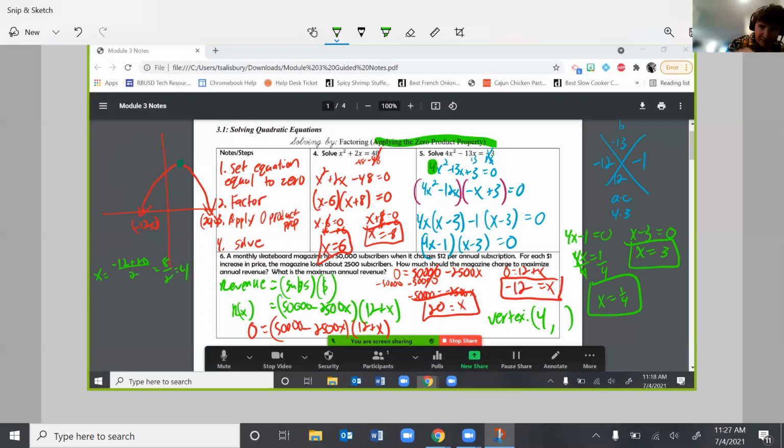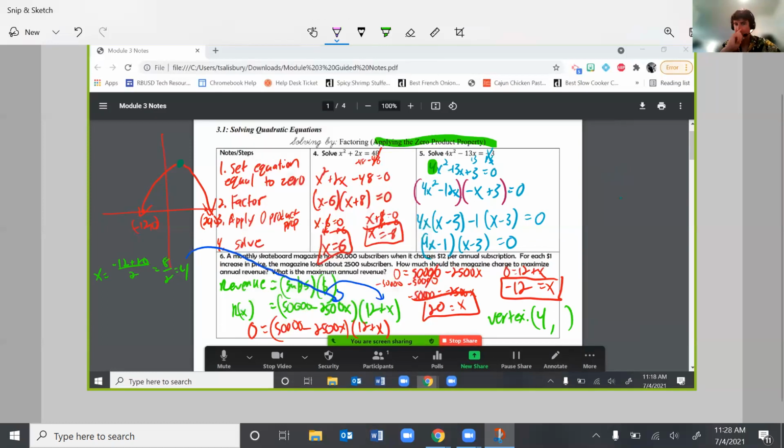So I'm just going to take that and plug it into my function for x. I apologize that there's not a lot of space on your notes for this. We'll do pink. So we're going to say, okay, R of 4 is going to be equal to 50,000 minus $2,500 times 4. And that's all going to be times 12 plus 4. So our maximum is going to come with a $4 increase, actually.